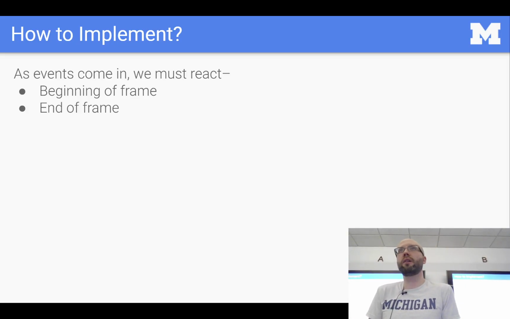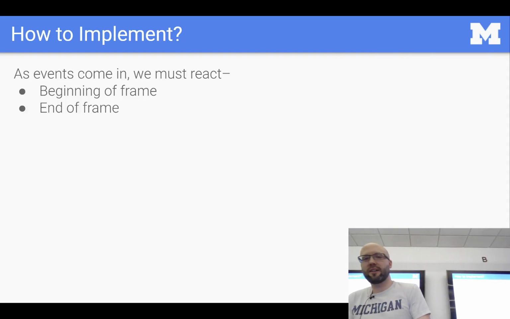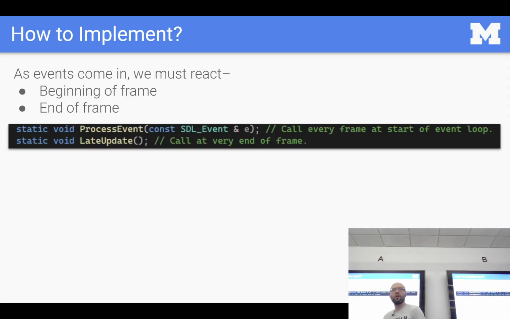You could do that, yeah. I like maps. I like their API. I like their syntax. But you can use an array if you want to. Okay, so static void, process event, okay? These are the two functions we're going to have.